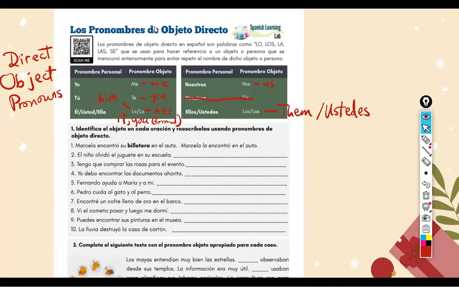Okay. Now, we have a little exercise below where we're going to replace the noun with the appropriate pronoun, right? All right, so first one is an example, right? The instructions say, identify the objects in each sentence and rewrite it using direct object pronouns, right? So find the object, that's the thing that comes after the verb, and rewrite it using direct object pronouns. Okay, so Marcela encontró su billetera en el auto. Marcela found her wallet in the car, right? All right, so billetera, we can see is feminine because it ends in an A. So the object pronoun it takes is la.